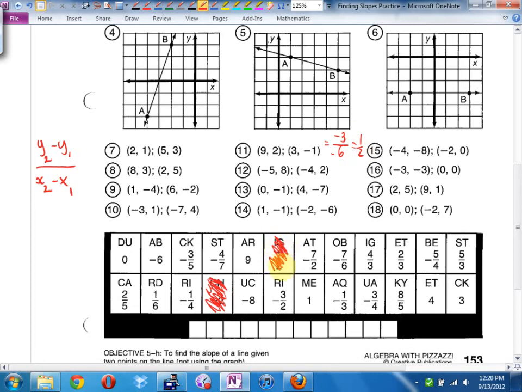Okay? So that's how to do that sheet. Turn the page.